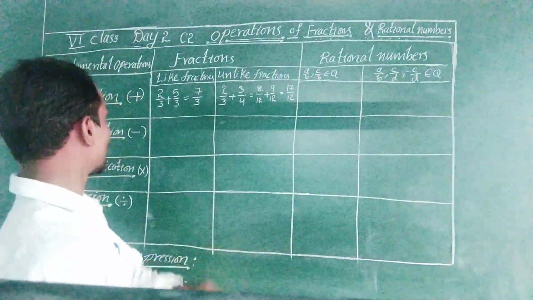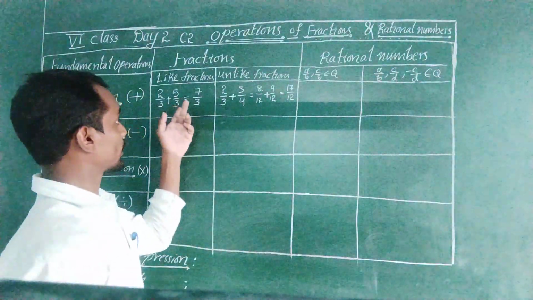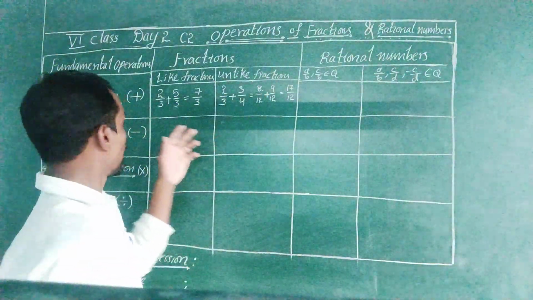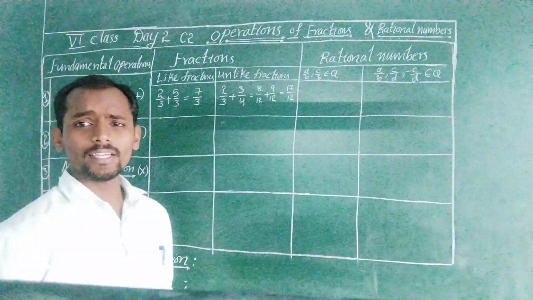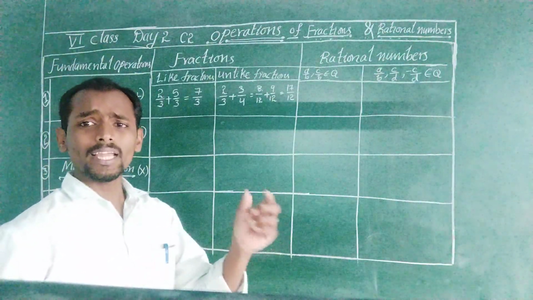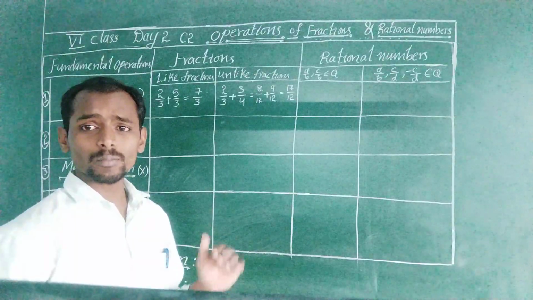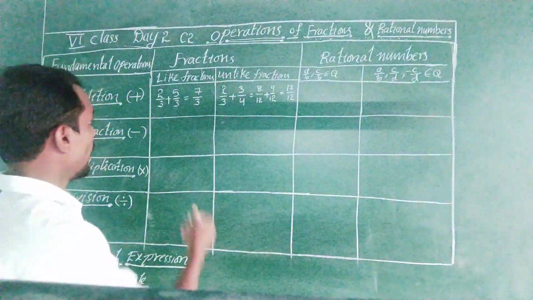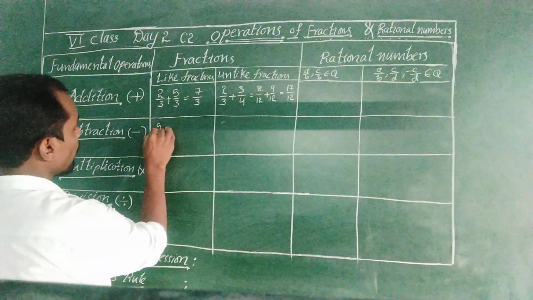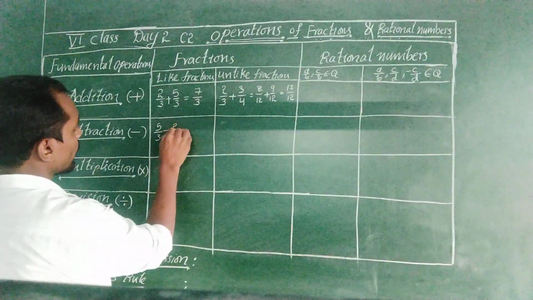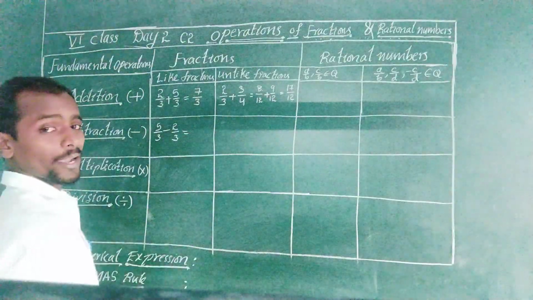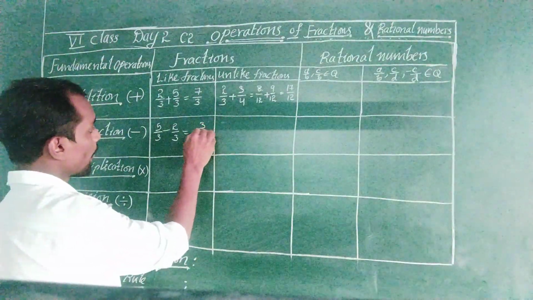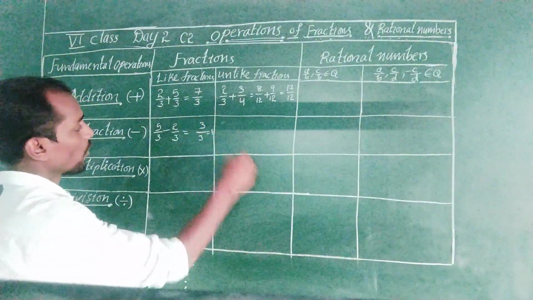Observe clearly, this is the process to add like fractions and unlike fractions. Now how to subtract two like fractions? Very easy concept. You have to write the difference of both numerators by the common denominator. Let us take the example 5 by 3 minus 2 by 3 equal to the difference of both numerators, 5 minus 2 equal to 3 by 3, which is equal to 1.